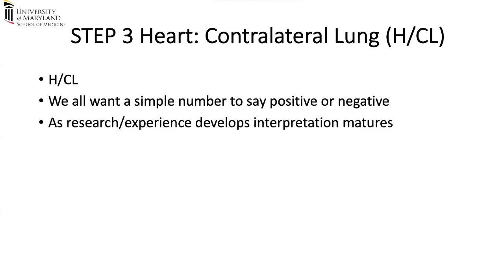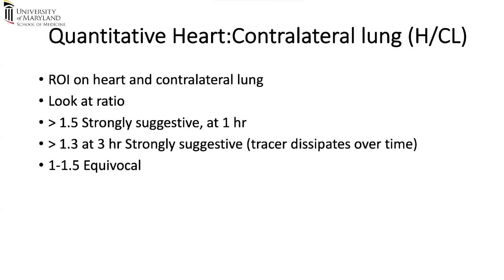Just like when we do a MUGA scan, the computer spits out a number and we say, oh, there it is. But we all know we can manipulate those numbers a little way. All right. So quantitative heart to contralateral lung. It's the region of interest on the heart compared to the contralateral lung, and you look at the ratios. Now, 1.5 strongly suggestive of disease at 1 hour. Now, over time, the tracer dissipates. So if you're doing a 3-hour scan, a positive scan is 1.3 or greater. That also is suggestive of a positive scan.